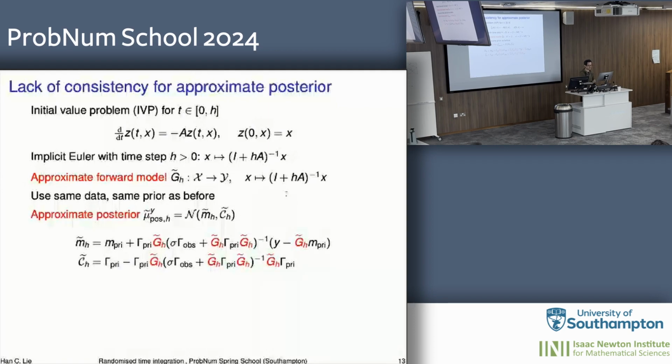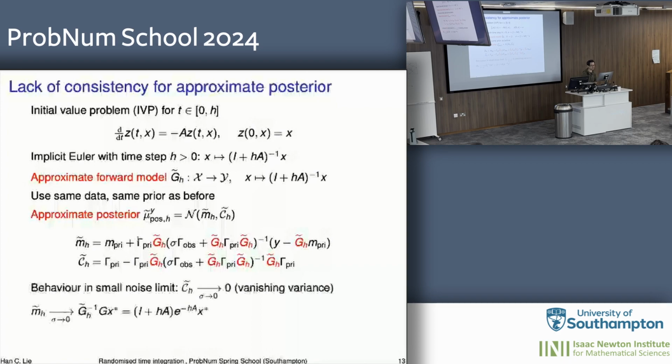The approximate posterior is exactly what you saw on the previous slide, except that I replaced G with G tilde H. Now what happens in the small noise limit? The covariance goes to 0, so we have vanishing variance. But the posterior mean, for fixed H, in the limit as sigma goes to 0, converges to this quantity, which, by working with the definitions of G tilde H and of G, just gives you this, right? And as you know, that's not exactly equal to x star. So we have non-vanishing bias in the small noise limit, but our covariance is shrinking to 0.